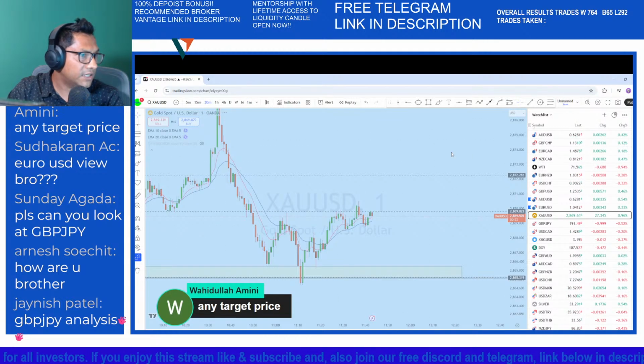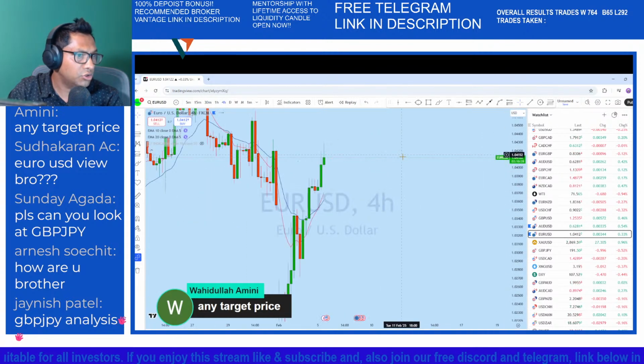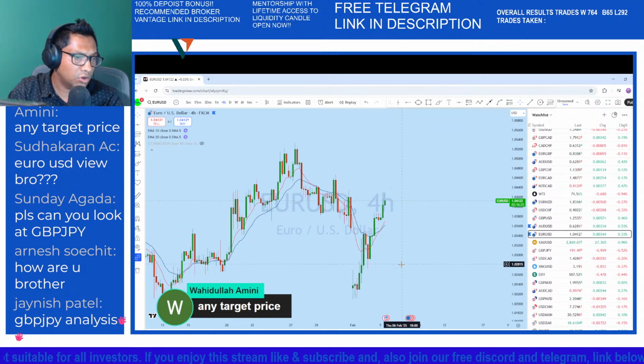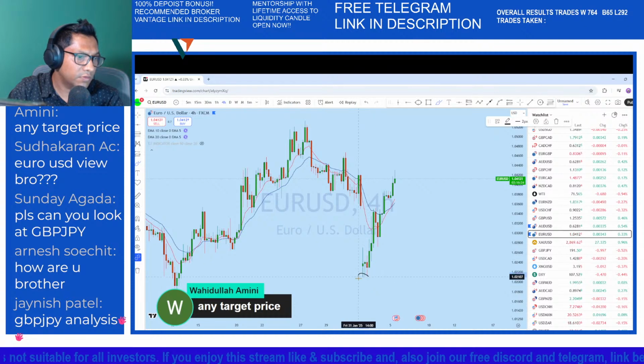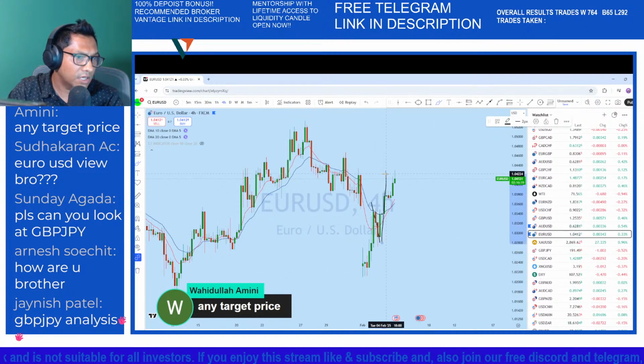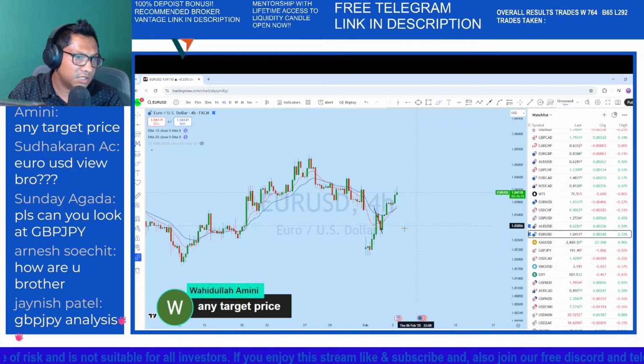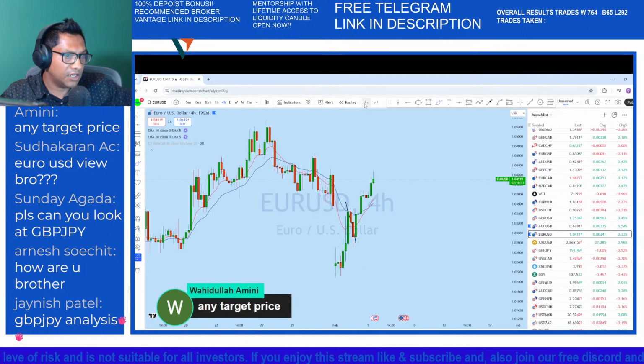Along with XAUUSD, we'll be looking at EURUSD. Let's see what kind of opportunity we have on EURUSD. From this support level there is a strong breakout followed by a pullback, and then another breakout. The market on EURUSD is potentially trending to the upside to create a new higher high.